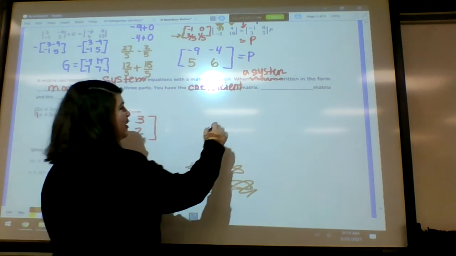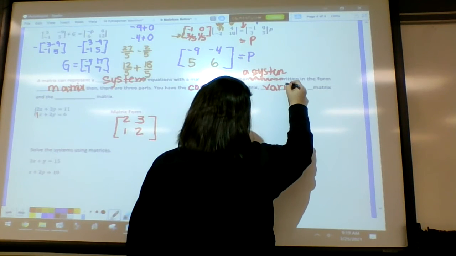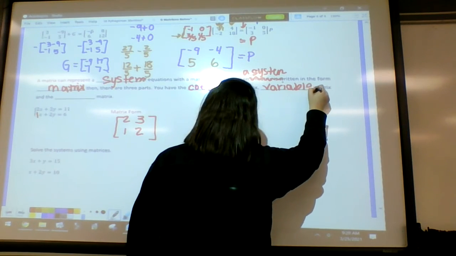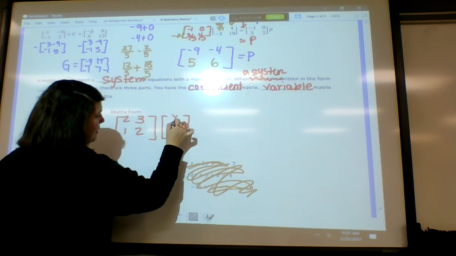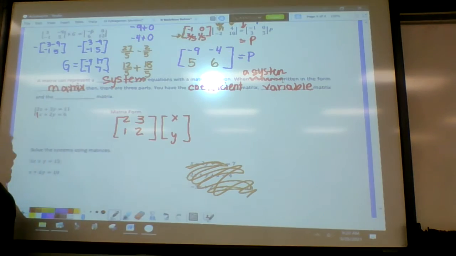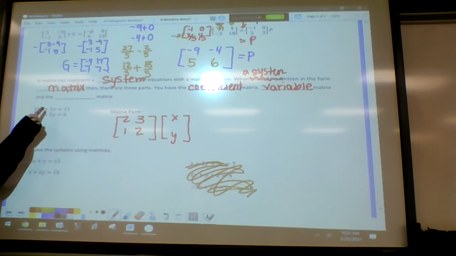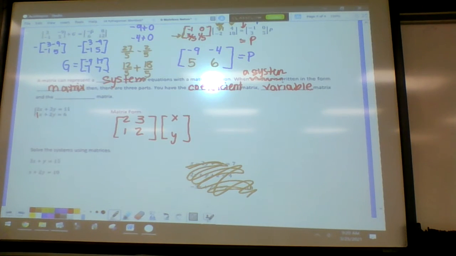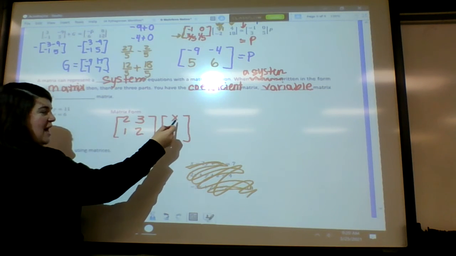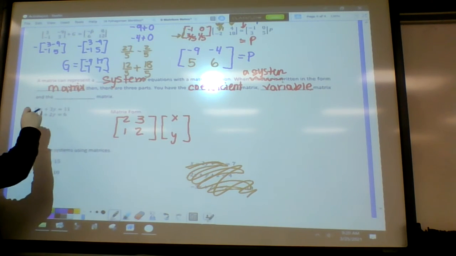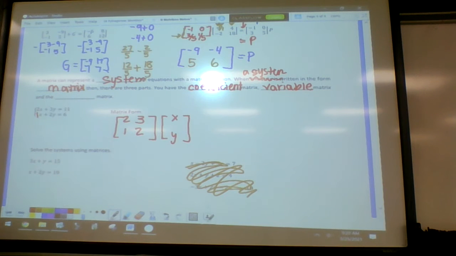Then you're going to have your variable matrix. And what are the 2 variables we're trying to solve for? X and y. So you're going to have a matrix here that is being multiplied, because in these equations, this is multiplication, right? Multiplication between them. 2 times x, 3 times y. If you were to multiply this out, you do row times column, right? So 2 times x plus 3 times y. So that's how we have 2x plus 3y. So that's why we set it up like that.